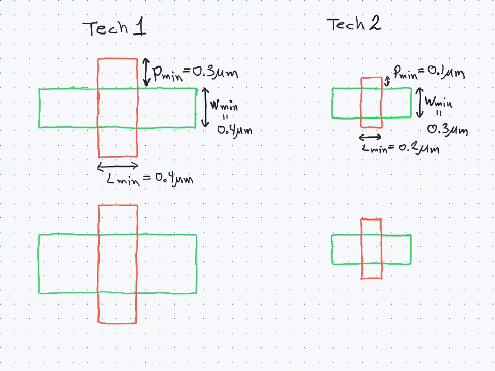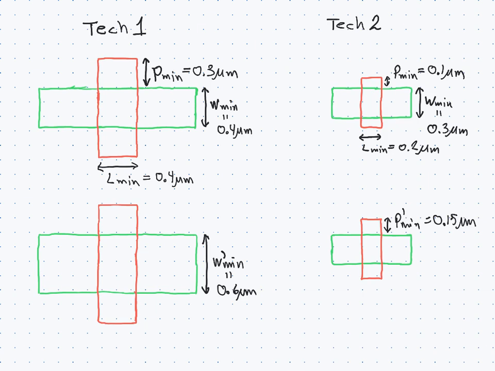So what we have done is that we have increased the minimum transistor width in technology 1 to 0.6 micrometer, such that the ratio between the minimum length and the minimum width is the same in technology 1 as it is in technology 2. And what we have done in technology 2 is we have increased the minimum gate overlap like this, again such that the ratio between the minimum gate overlap in technology 1 and the minimum channel length is the same as the ratio between the minimum gate overlap in technology 2 and its minimum gate length.